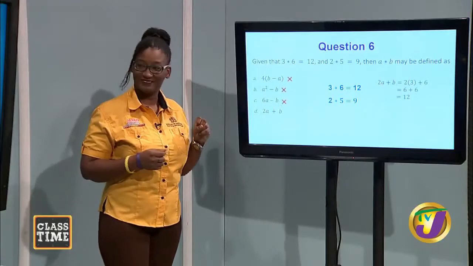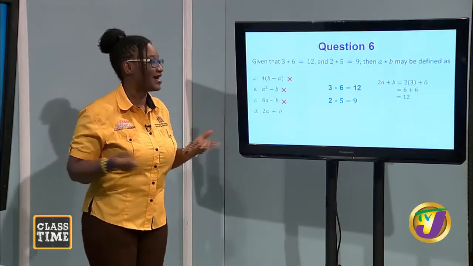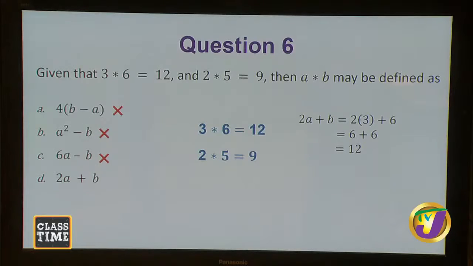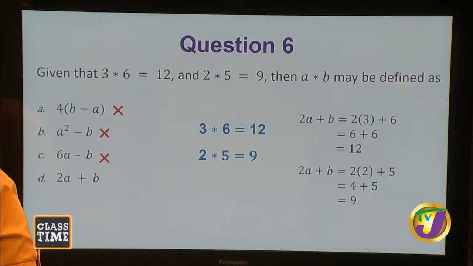Just in case you made an error somewhere up top. So let's check. Substitute. Here we have 2A added to B, and of course we're substituting our A as 3 and our B as 6. And what do you know? We got our 12. Let's check the other part. Works nicely. So our correct answer here is D.